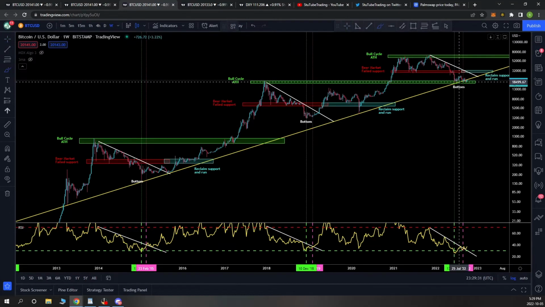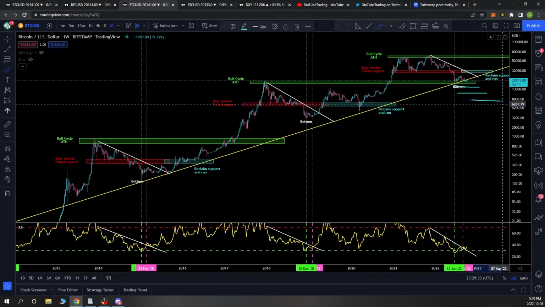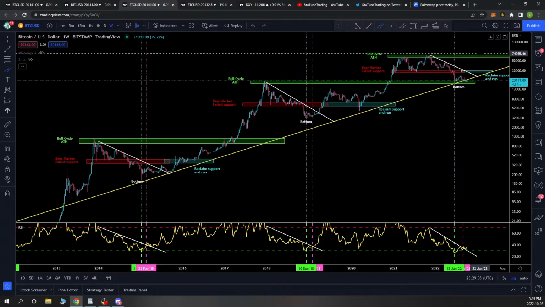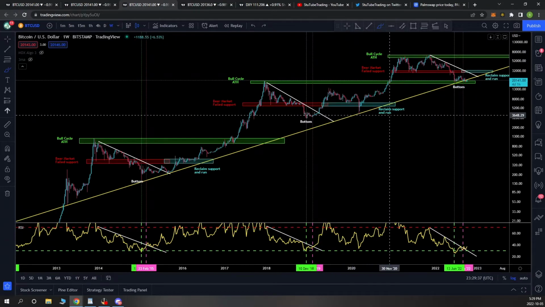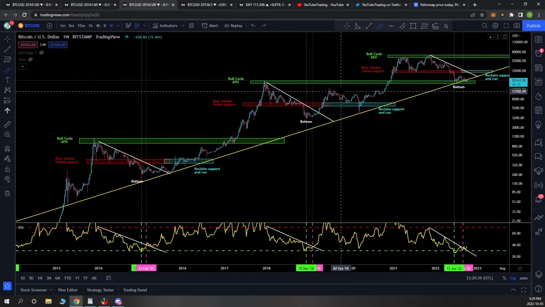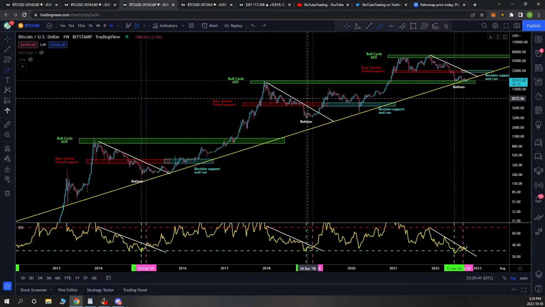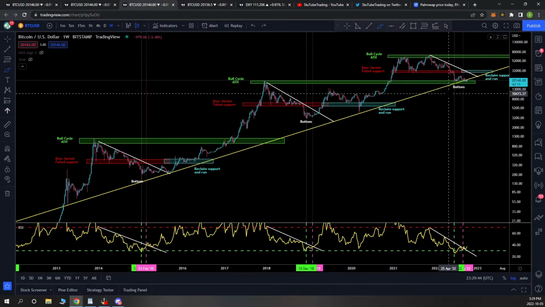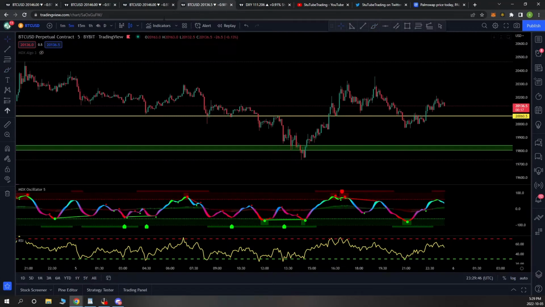But you know what? If we end up dropping to that level, I'm going to be spot buying all the way down because I don't think it's going to last forever. Bitcoin loves to have these extremely volatile market cycles. So I don't expect anything different from this one here.